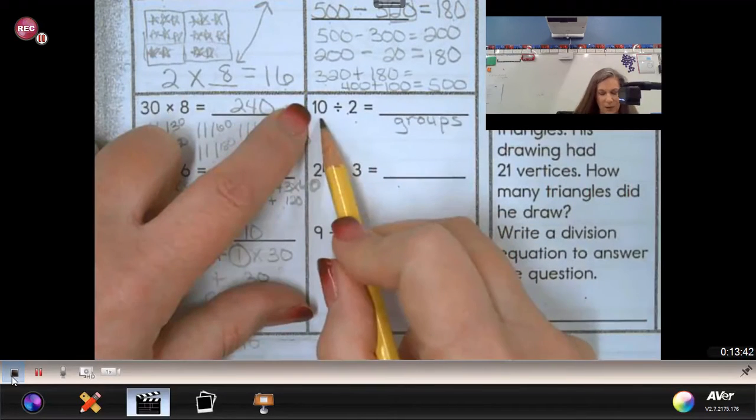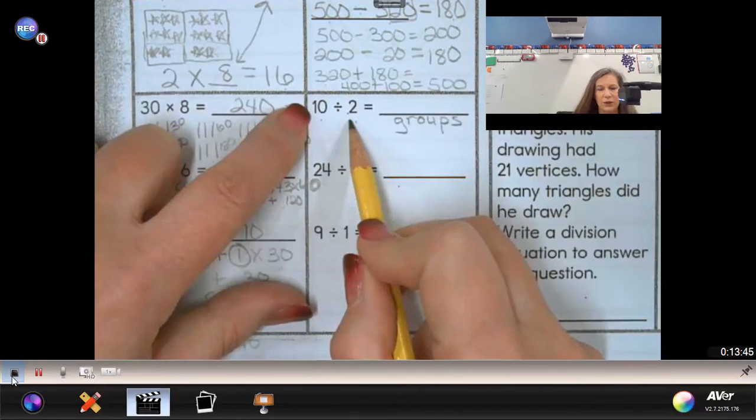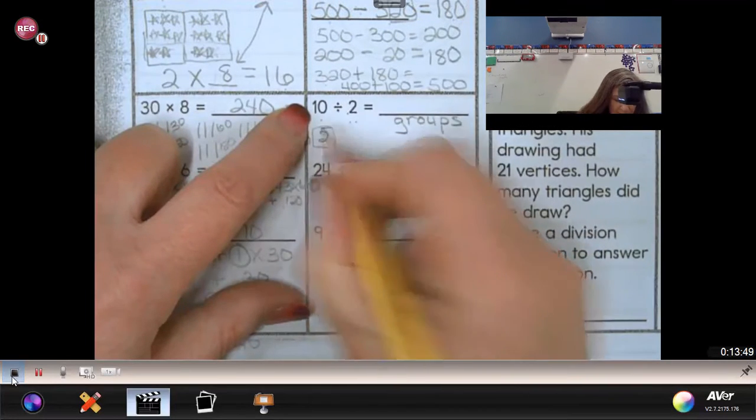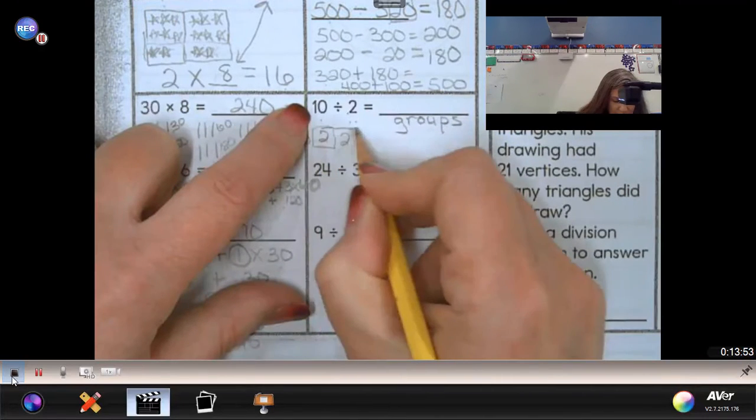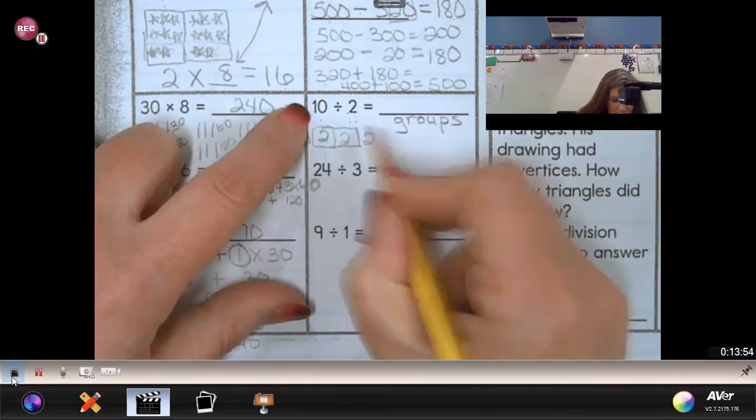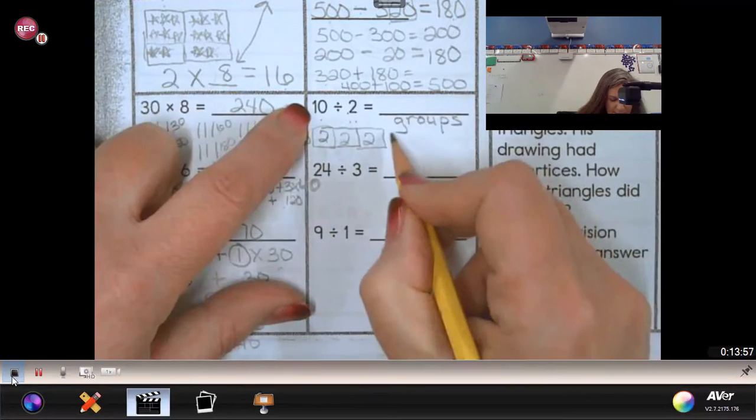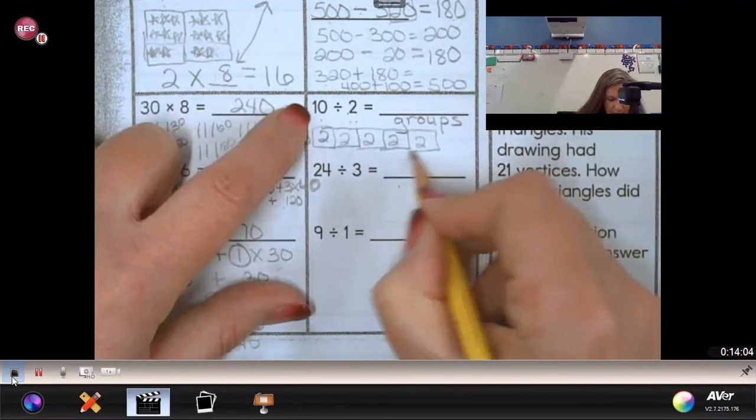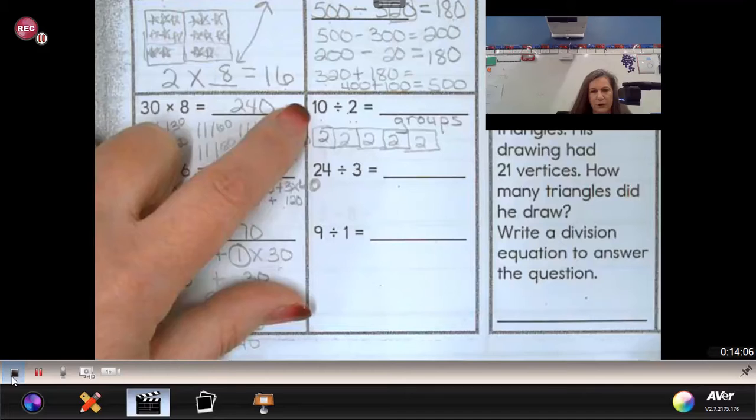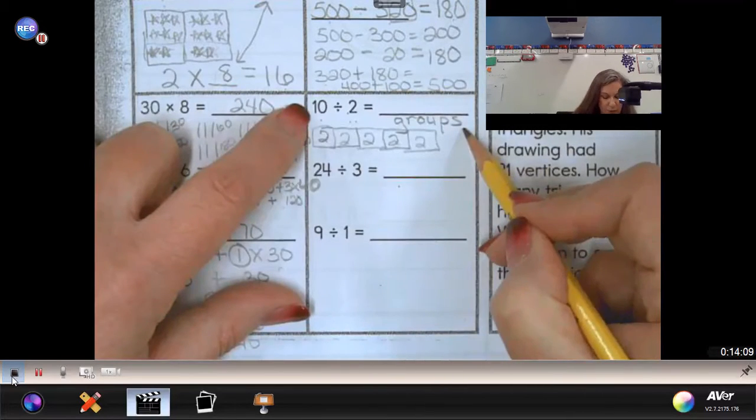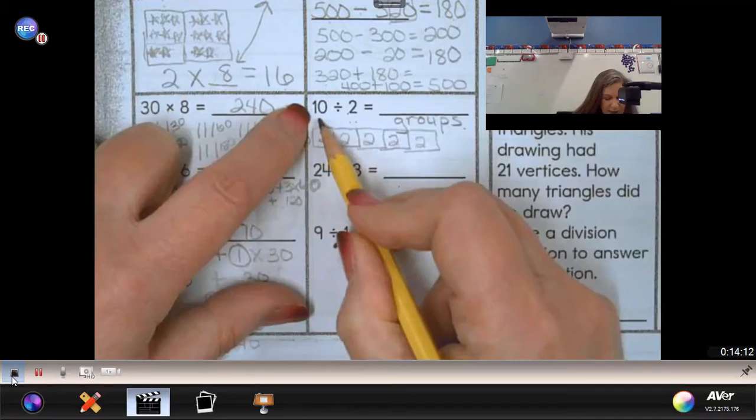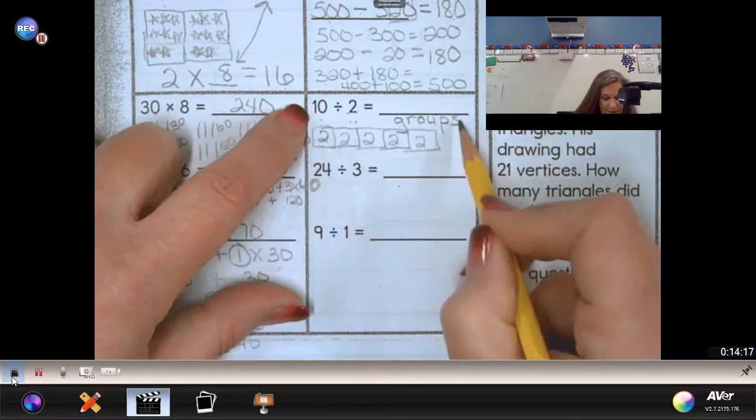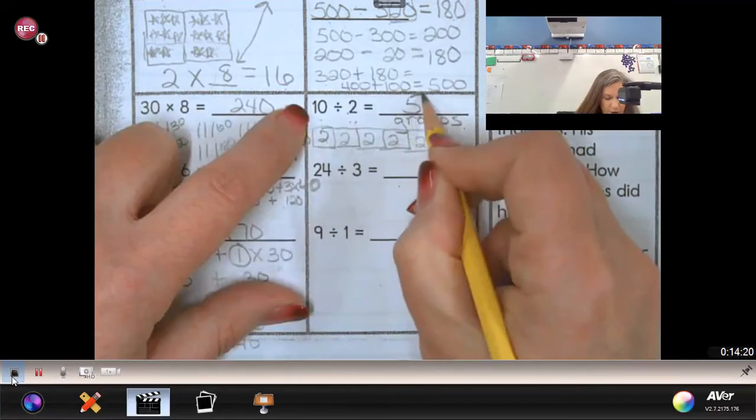So I have 10 objects. I'm going to put them into groups of 2. So I'm going to start with 2. That's one group of 2. Another group of 2. Now I have 2 groups of 2. Another group of 2 is now 6. Another group of 2 is now 8. And another group of 2 is now 5 groups of 2. So now I can come over here to my quotient. I took my 10 objects, I put them into groups of 2, so I did the number in each group, and I find that I have 5 groups of 2.